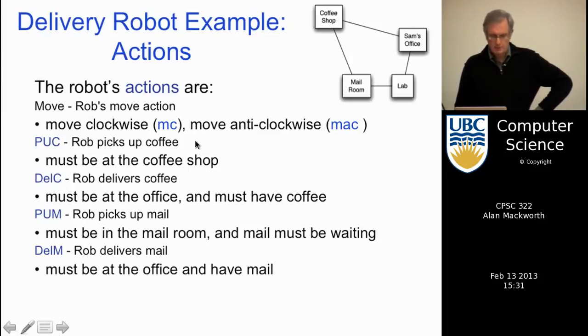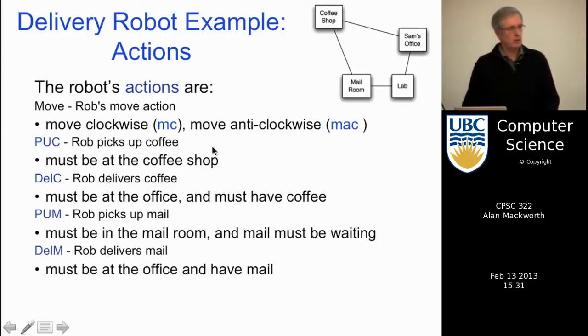He can always move clockwise or anti-clockwise. There's no precondition on that. Wherever he is, he just goes to the next one. But you can't pick up coffee anywhere. The only place you can get coffee is the coffee shop. So the location of Rob must be the coffee shop in order for pick up coffee to work. Otherwise, it's not applicable, right? Its preconditions aren't satisfied.